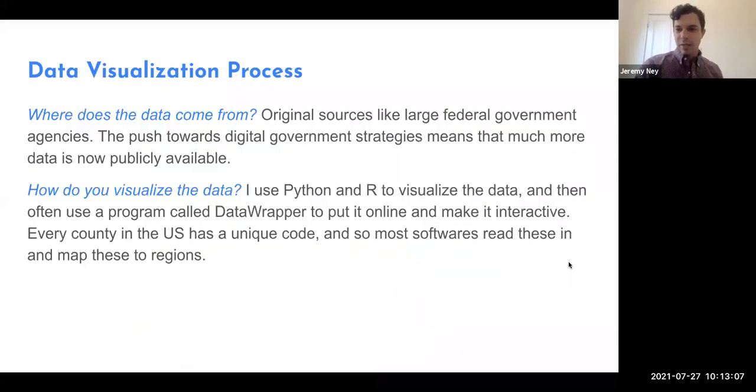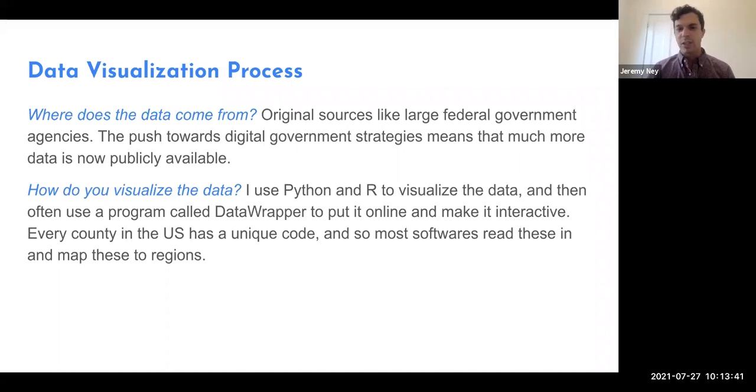As many data folks on this call are also probably curious about where the data comes from, I really like to rely on primary sources, so that's large federal government agencies. One of the amazing things about this push for digital government strategies in the last 5-10 years has meant that there are way more publicly accessible databases from these agencies. I have been combing through all their different portals to download their sources, and that's where most of this data comes from, if not all.